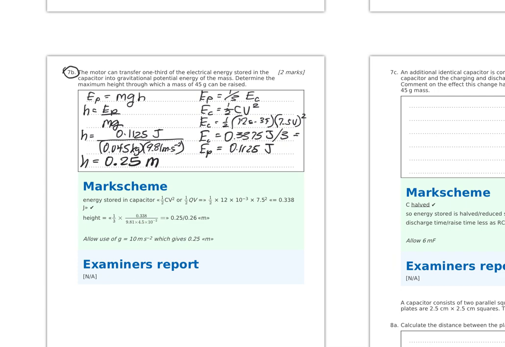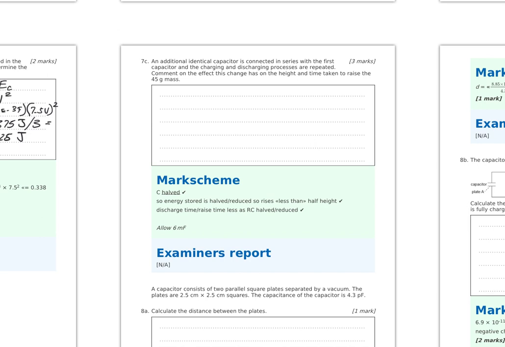Anyway, 7c. Alright, so adding in a capacitor in series, when you add them in series, you follow the reciprocal rule. So if you add one more capacitor that's identical to the first, it's not twice the capacitance, it's half the total capacitance. Now, what effect does it have on the height?